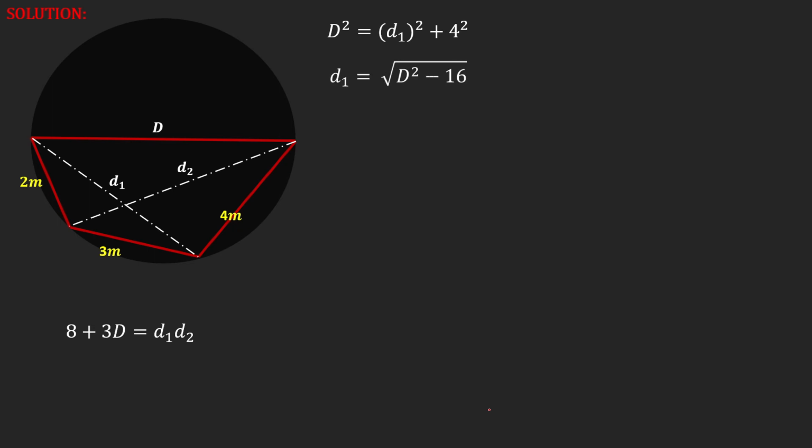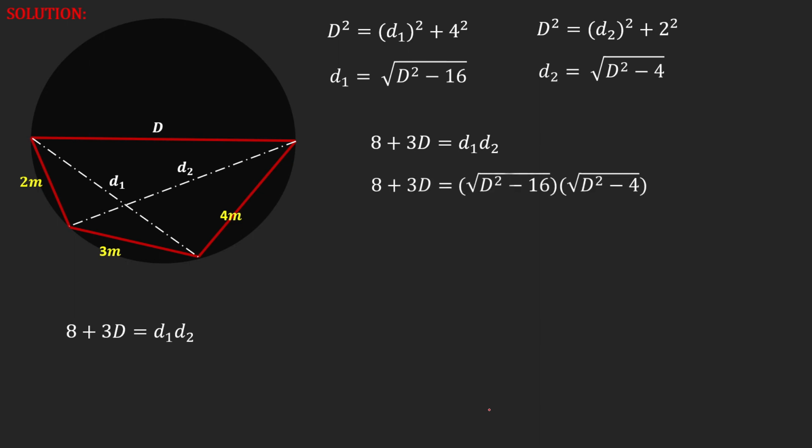Pythagorean theorem, D squared, where yung D is the hypotenuse ng ating triangle. So, D1 is equal to square root ng D squared minus 16. Ganun din yung isang triangle. So, D2 is equal to square root ng D squared minus 4. Substitute natin sa D1 and D2. So, 8 plus 3D is equal to square root ng D squared minus 16 times square root ng D squared minus 4. So, masolve natin si D, 6.075 meters. Okay, next.